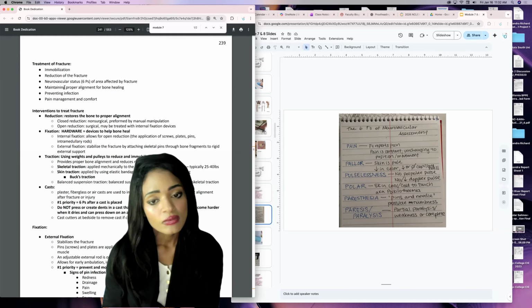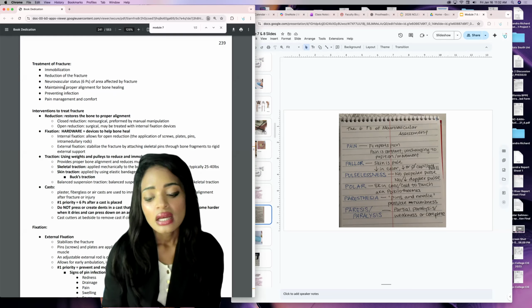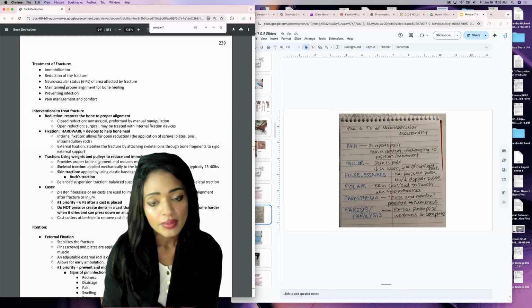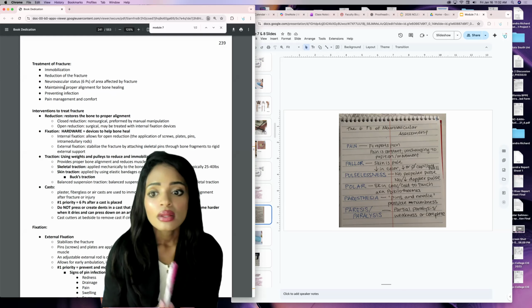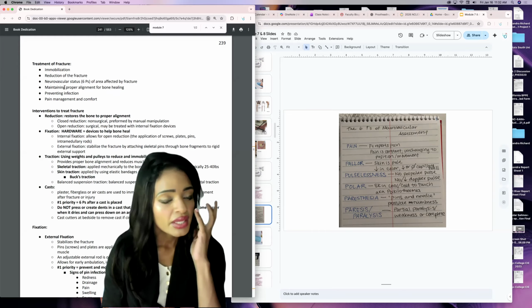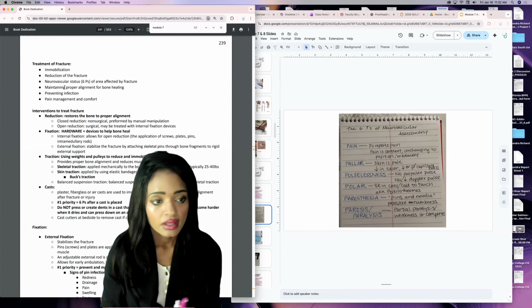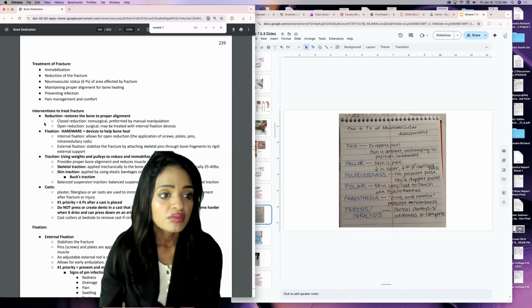We have to prevent infection, because remember, the bones are very vascular. Bones have a large and complex blood supply, so it's very easy for infection to occur, and that infection to spread very rapidly and cause sepsis and death. And then also, one of the major priorities is pain management and comfort, because we don't want our patients in pain. So, interventions to treat fracture.